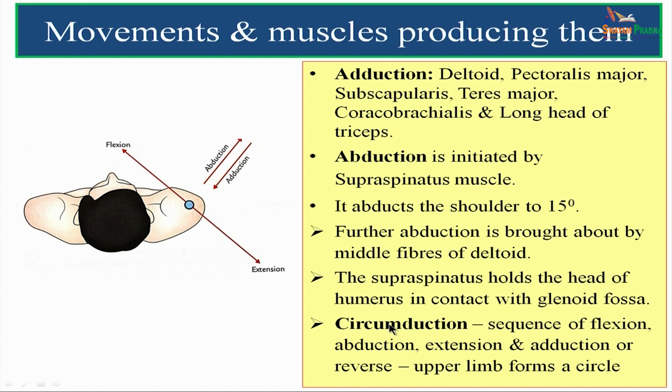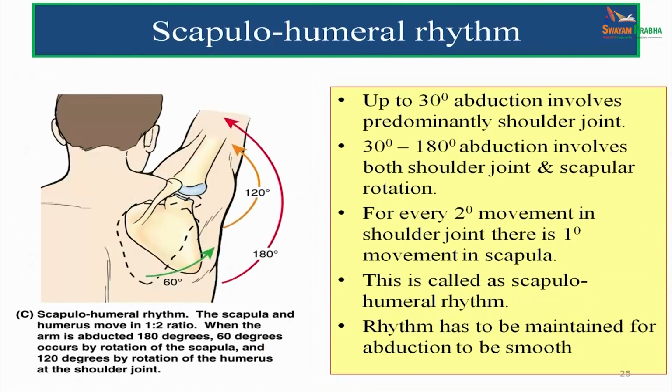Circumduction is a full round where the upper limb completely makes one circle. It is a sequence of flexion, abduction, extension and adduction or in the reverse rotation. What is scapulohumeral rhythm? Whenever the shoulder joint is moving, it is not only the head that is moving within the shoulder joint, there is also a rotation of scapula that is being brought about.